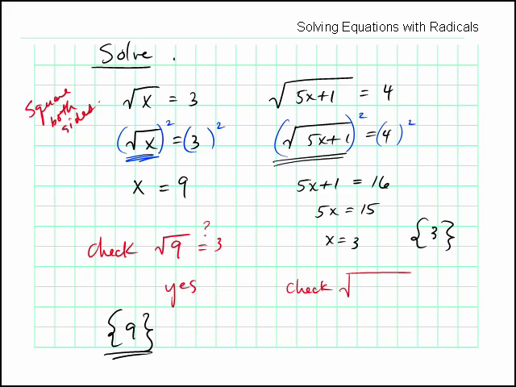If I plug 3 into the original problem, I have 5 times 3 plus 1. We want to know, is that going to equal 4? Well, that's 16 in there, and the square root of 16 is 4. Yes, it does work. So 3 is our solution. Moving on.